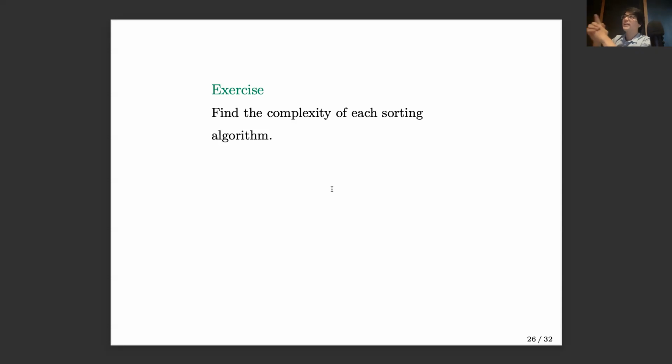But this is critically important. Insertion, bubble, selection are O of n squared, right? If you double the length of the list, you should expect to wait 4 times longer. That's pretty significant.